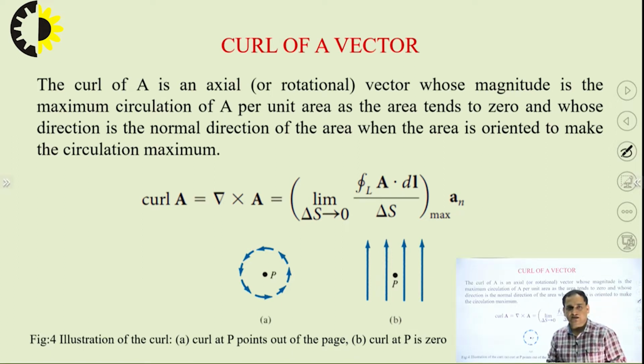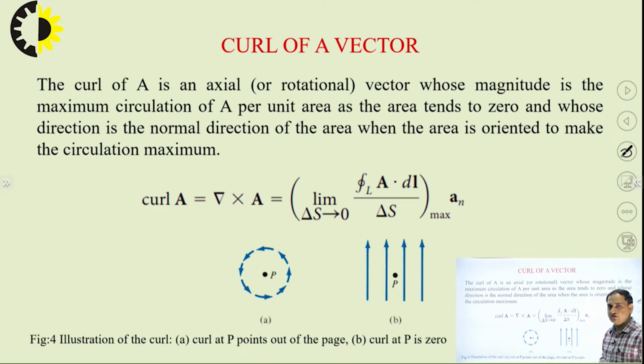In this, the direction of that vector will be the normal direction of the per unit area. If this is the surface, the direction of the curl will be perpendicular to this surface, and this surface shrinks to the point, right? In the mathematical expression, curl of A is equal to del cross A is equal to the limit as delta S tends to 0 of the closed integral of A dot dl, divided by delta S, times the unit normal a_n. This closed path is equivalent to the open surface.